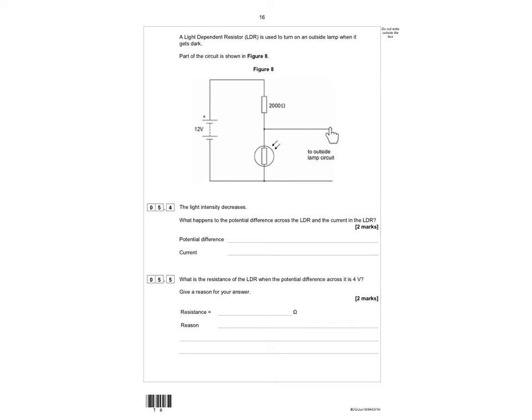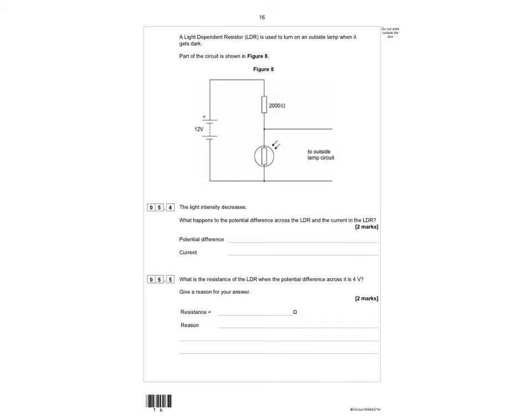Now what I also notice is we've got some lines going off here to an outside lamp circuit. So this bit here is in parallel. Anything in parallel will have the same potential difference as the thing that it's in parallel with. So whatever the potential difference is here, the potential difference will be the same just here. So keep that in mind.